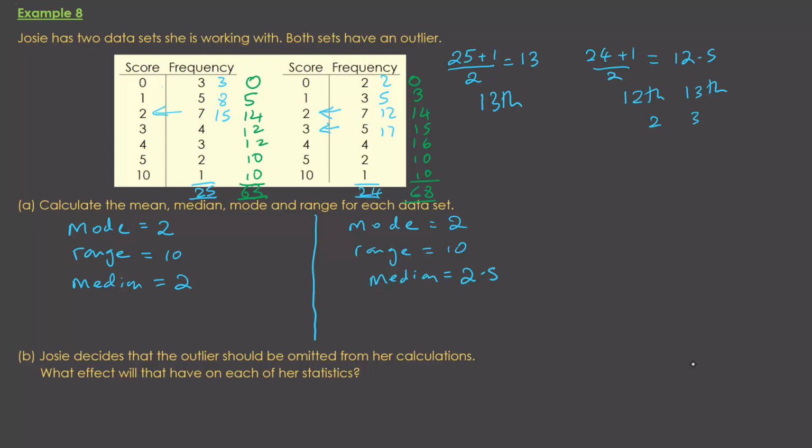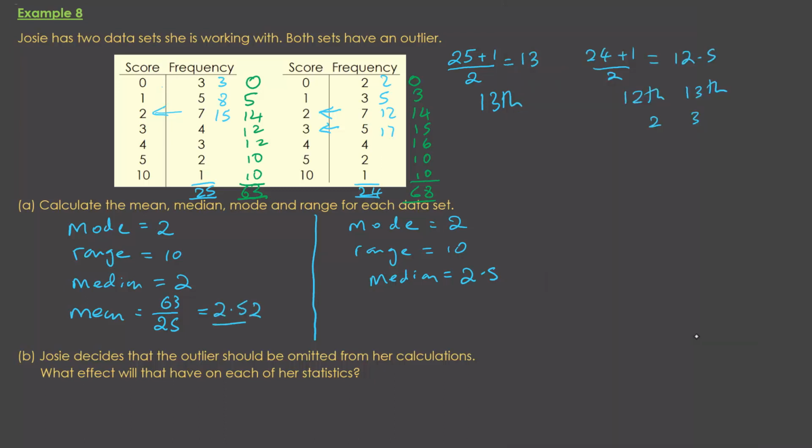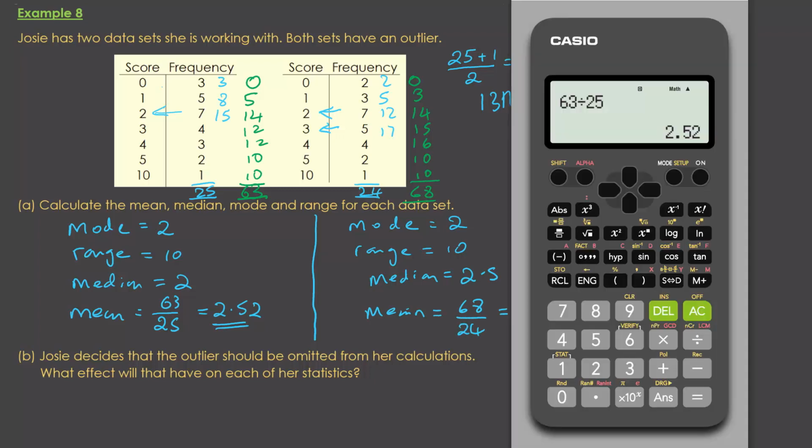So for the first set, we know that the mean is going to be 63 divided by 25, and we'll calculate that. So 63 divided by 25, 2.52. And over here, the mean would be 68 divided by 24. So 68 divided by 24 is 2.83 recurring.